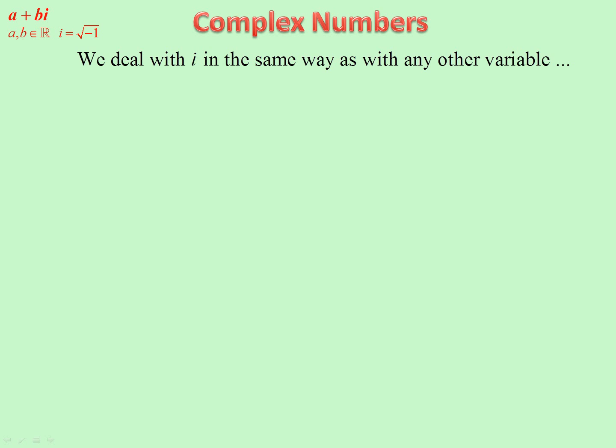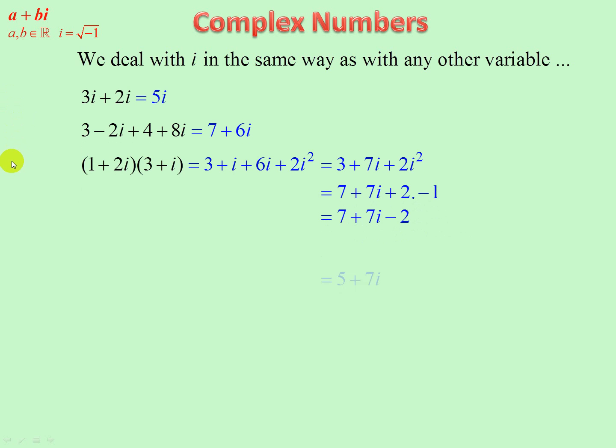So now we deal with i the same as any other variable. So if we look here, 3x plus 2x is 5x. We're going to add like terms. Here we have two brackets multiplying together. Lots of us call that a FOIL question. What it means in effect is that we have four products. 1 must multiply both terms and 2i must multiply both terms. 1 times 3 is 3. 1 times i is i. 2i times 3 is 6i, and 2i times i is 2i squared. Now we can simplify. 6i and i give you 7i. i squared gives you -1, so we end up with 5 plus 7i.